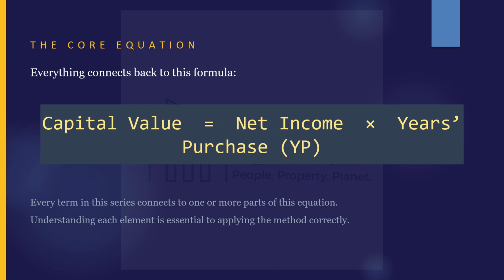Now, what you see on the screen is the basic formula for the income method of valuation. Capital value is equal to the net income times the year's purchase. We will be explaining a lot of these terms as we go. But it's important that as a student of estate management, you have this formula stuck in your brain. Capital value is equal to net income times years purchase. Every other thing that we'll be talking about comes back to this formula. So please make sure you memorize this formula.